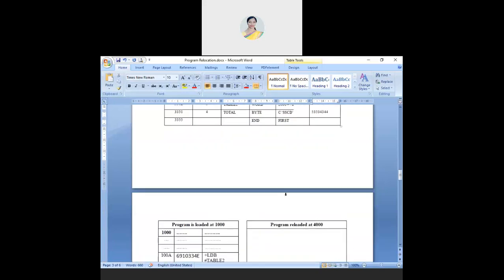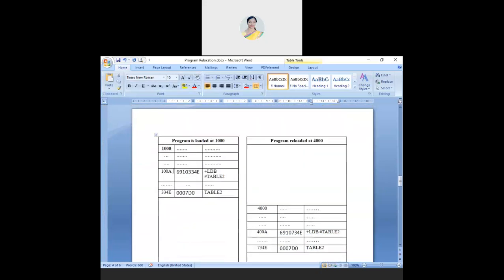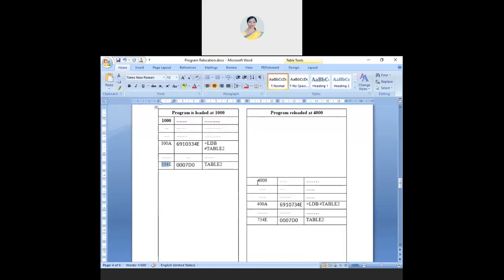So how do you achieve that? See, this is what it looks like. I have loaded from 1000. I have written this, that is LDB #TABLE2, 10334E, and that is the address of my table 2. When I relocate, when you reload at 4000, this has to be changed to what? 6910334E plus 4000, that is 734E. Fine. But can the assembler change this? Can the assembler directly change this address before loading? Yes or no?